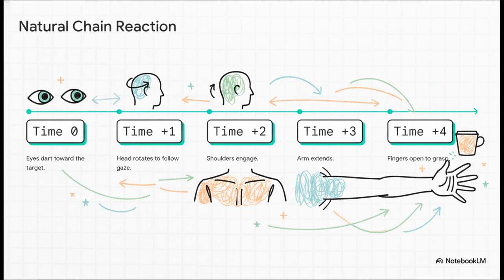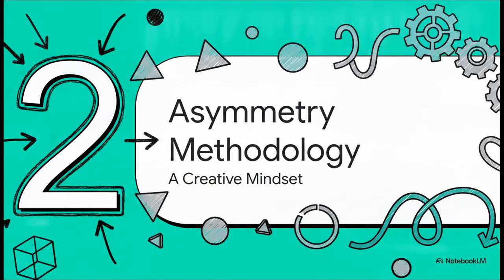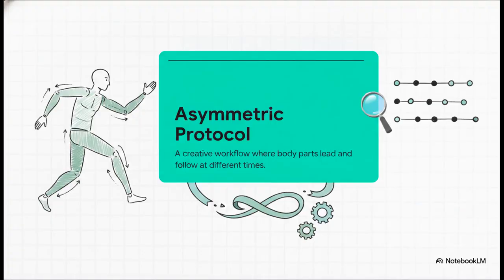See, you already understand staggered motion intuitively in your daily life. Beginners just often forget to translate this micro timeline into their software. Natural motion is literally never perfectly synchronized. Which leads us directly into Section 2, Asymmetry as a Creative Methodology. So what exactly is the Asymmetric Keyframe Protocol? Well, it's a creative methodology where different body parts lead and follow at totally different times.